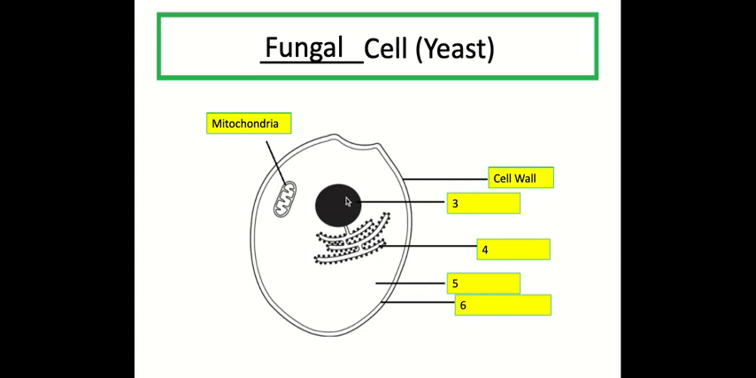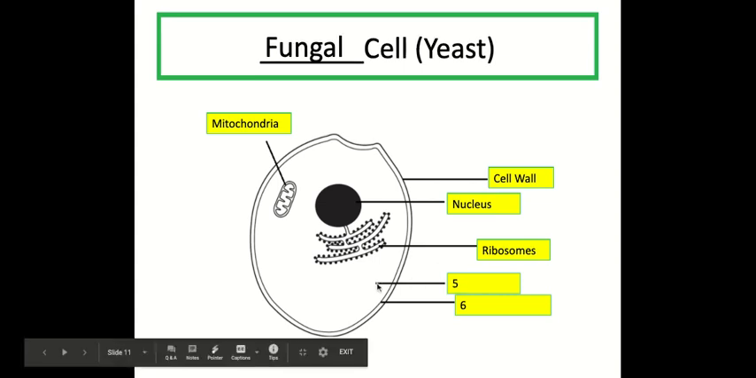Number three is focusing on the nucleus. Number four is pointing to the little dots that are, this time, attached to the structure in the cytoplasm. So that's ribosomes. The white space is cytoplasm. And number six is pointing to the inner membrane here. So that's the cell membrane.